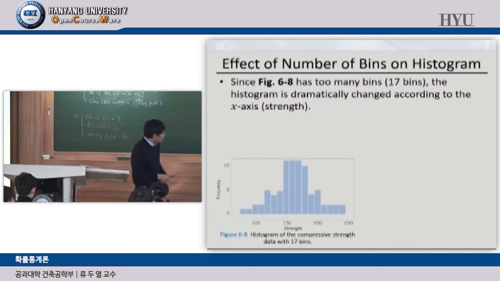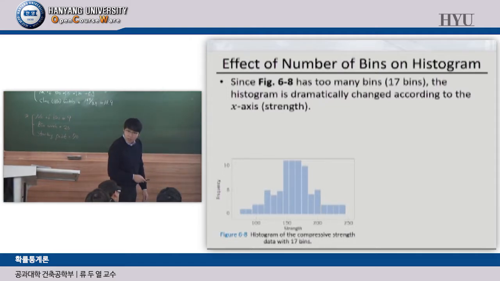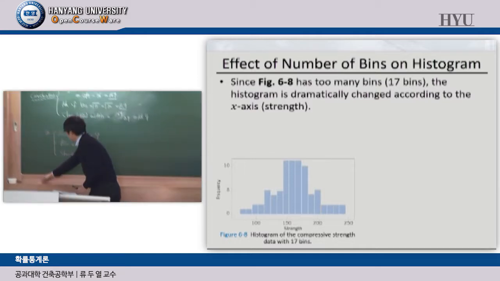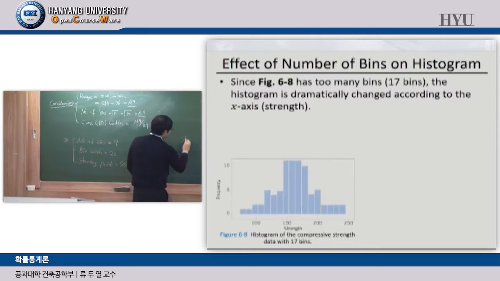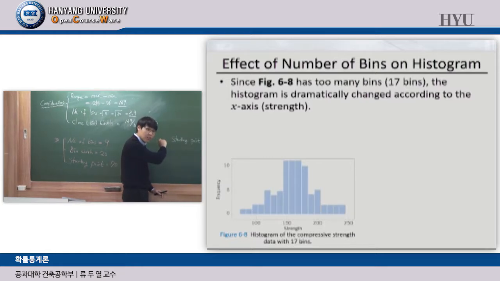As you can see here, the starting point is 70, identical with the previous case. For this case, the starting point is equal to 70 pounds per square inch. This is the identical value with the previous case. And the bin width was determined as 10.